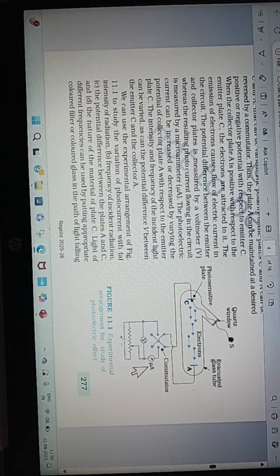But if you make the anode more negative, no electrons will reach the anode, so the current will stop. That potential at the anode is called the stopping potential. If anyone asks what stopping potential is, you have to say that it is the potential at the anode for which no electrons ejected from the cathode reach the anode. The current in the circuit will be zero. Tell me what I said.